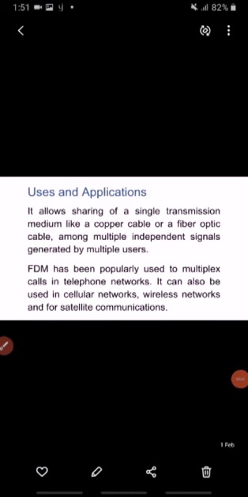So coming to the uses and applications, FDM has been popularly used in telephone networks, wireless networks, and cellular networks. In telephone networks, it is used to multiplex calls, and in wireless networks for satellite communication.